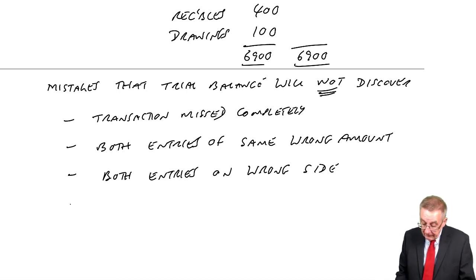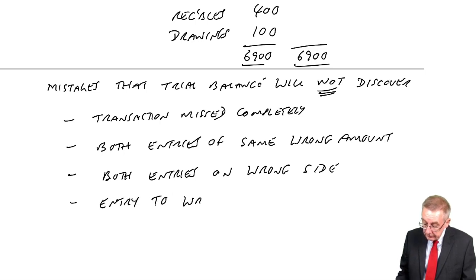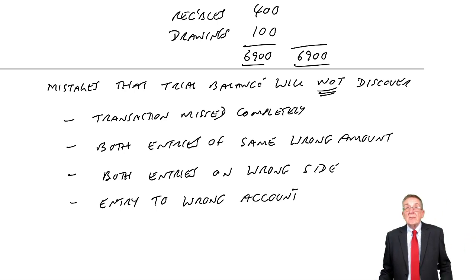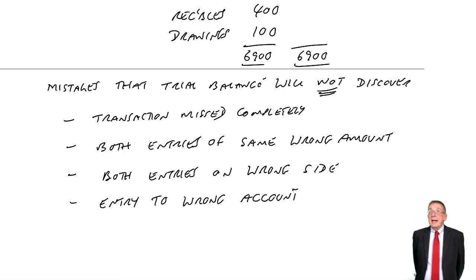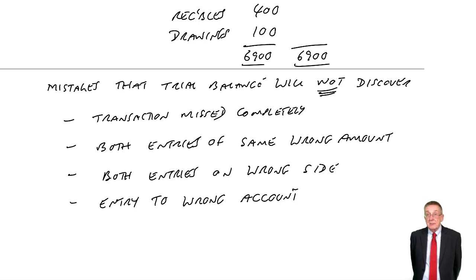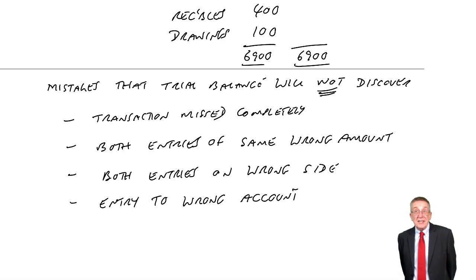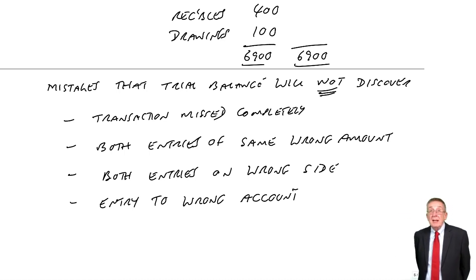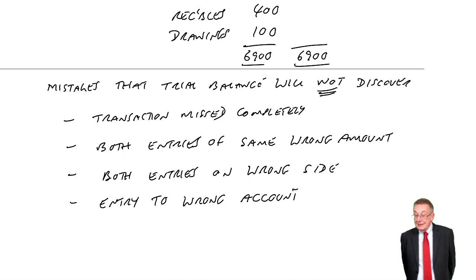What else? An entry to the wrong account. We bought a car, credit cash, debit car. Correct. Suppose by mistake, we credit cash 1,000 and debit telephone 1,000. So there's no car anymore, but you've got telephone of 1,000. It's wrong. But of course, it would still add up.